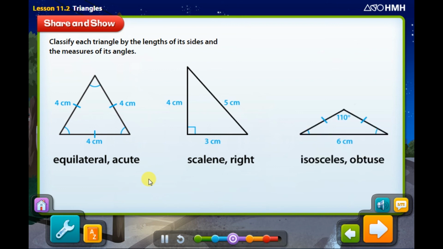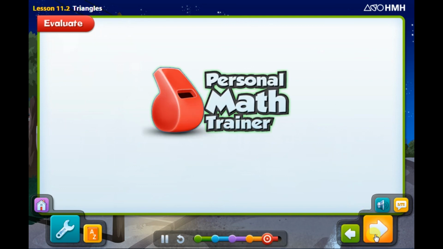Let's try one more. How would you classify this triangle? Isosceles obtuse: isosceles because it has two equal sides, and obtuse because it has one obtuse angle. Now try your homework on your own with the personal math trainer. It includes the exercise you saw at the beginning of the lesson.